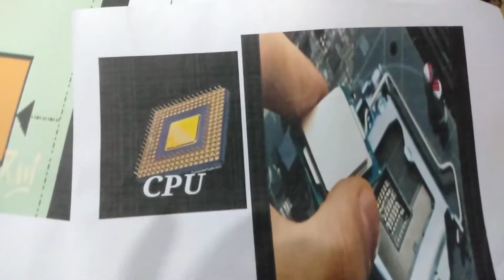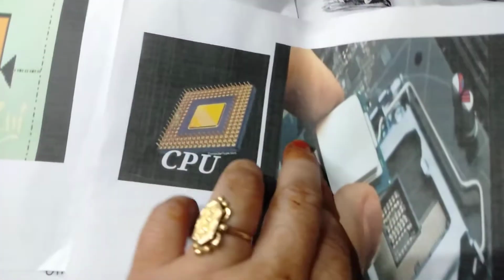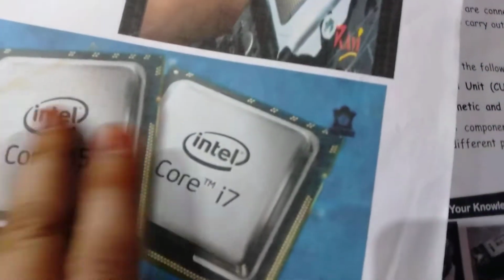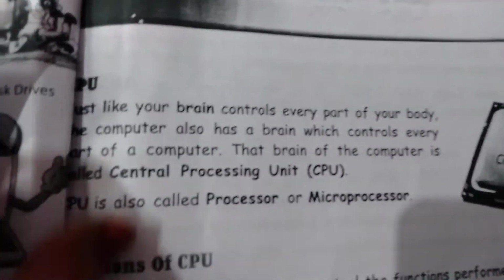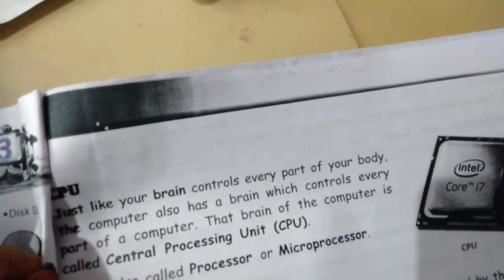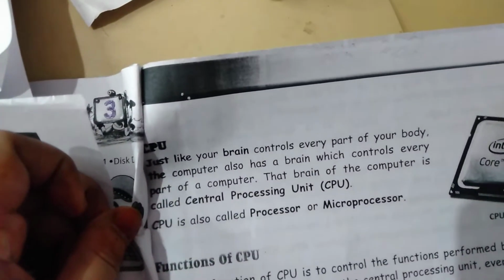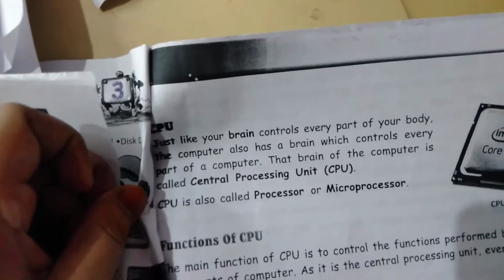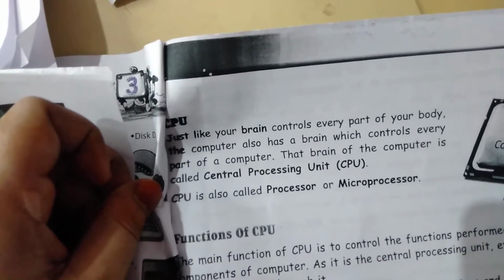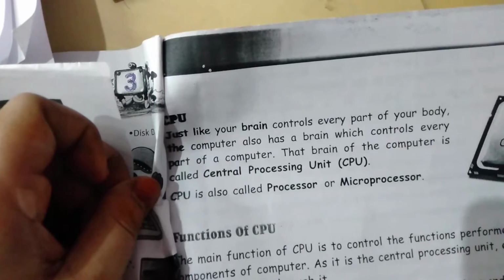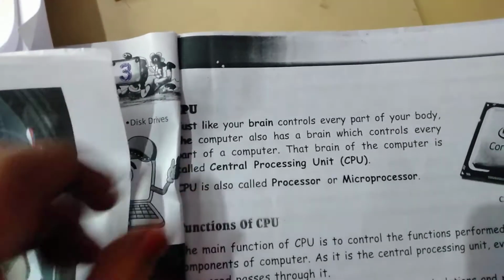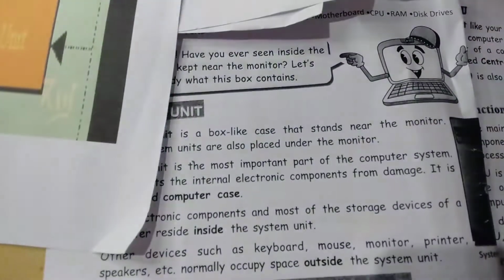Next is CPU. Here is CPU. It is also like a chip. Understood? This is CPU. Just like your brain controls every part of your body, the computer also has a brain which controls every part of a computer. That brain of the computer is called the central processing unit, CPU. CPU is also called processor or microprocessor.